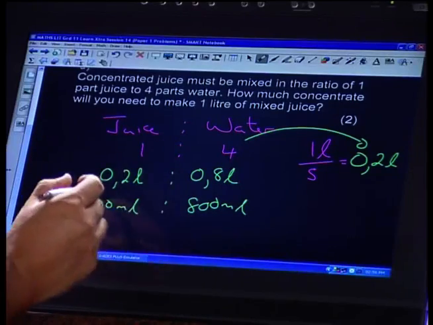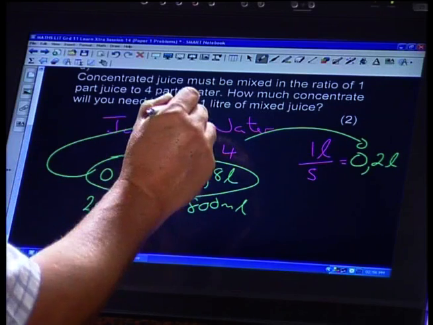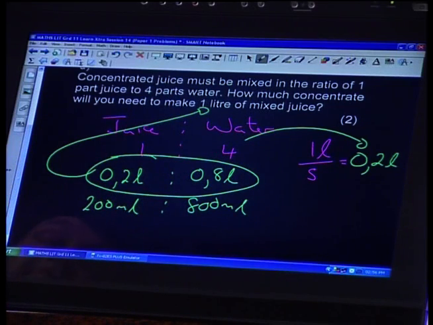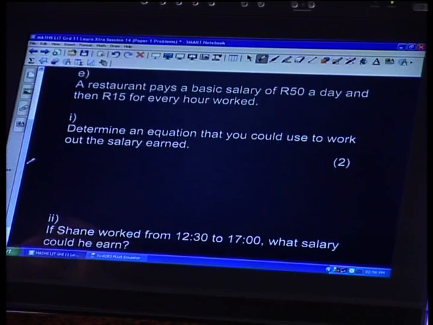Do you see that? Now what must that add up to? It's got to add up to 1 liter. If it doesn't add up to 1 liter, we've made a mistake. I'm excited because we're getting so much done here.